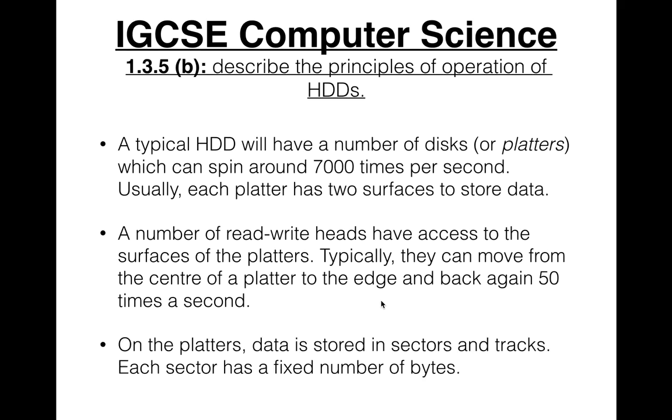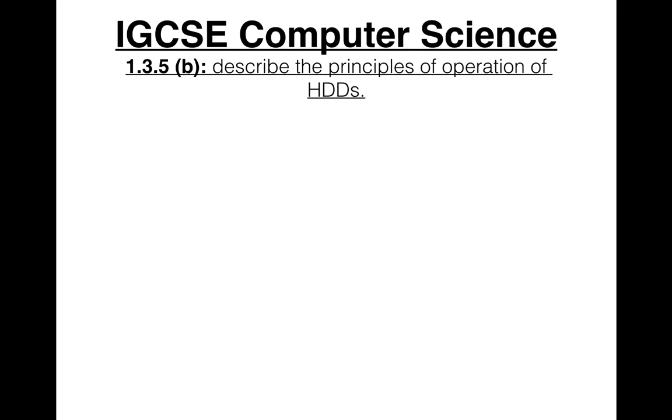I don't know if I should consider that fast, because physically it is fast, but it can be slow, and we'll look at that. On the platters, data is stored in sectors and tracks. Each sector has a fixed number of bytes. Now it's important that we know what we mean by sector.